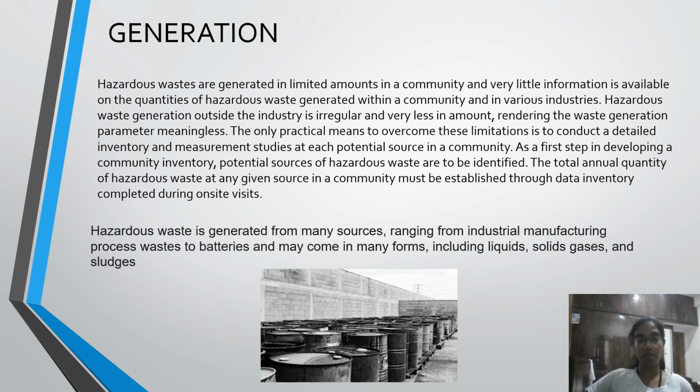As a first step in developing a community inventory, potential sources of hazardous waste are to be identified. The total annual quantity of hazardous waste at any given source in a community must be established through a data inventory completed during on-site visits. Hazardous waste is generated from many sources, ranging from industrial manufacturing and process waste to batteries, and may come in many forms including liquids, gases, solids, and sludges. So it can be generated in hospitals, factories, industries, and nuclear power plants, where toxic chemicals are released.